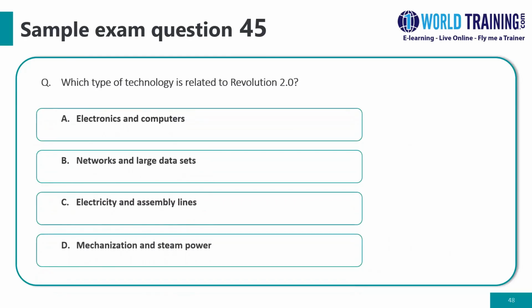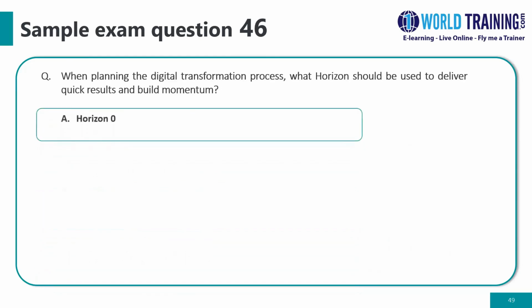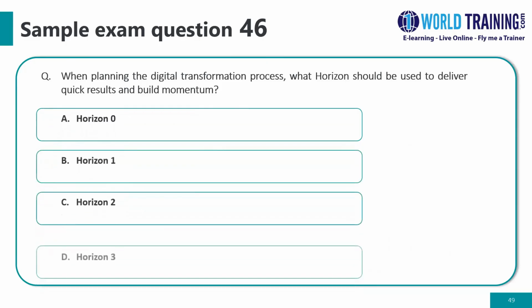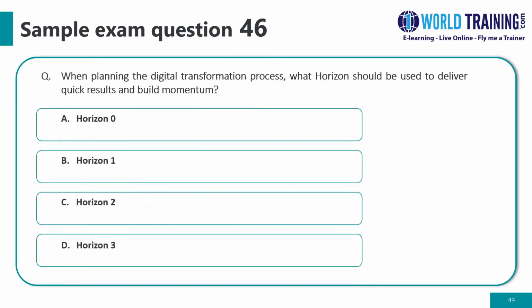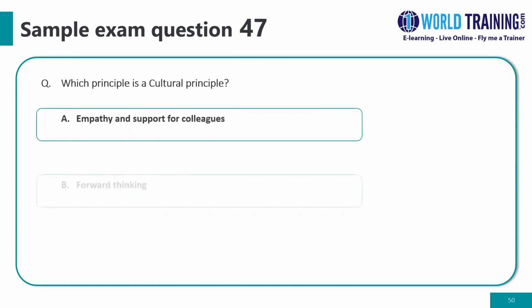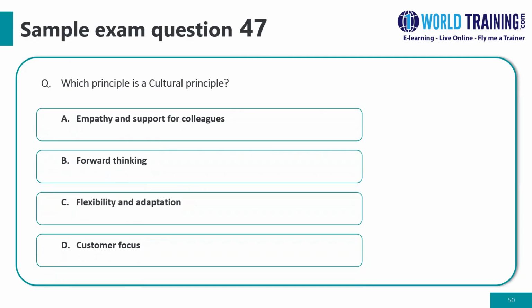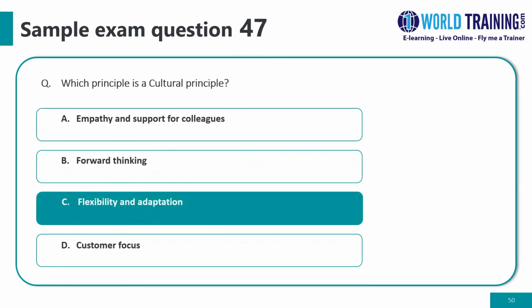Number 45, what type of technology is related to Revolution 2.0? The answer is electricity and assembly lines. Number 46, when planning the digital transformation process, what horizon should be used to deliver quick results and build momentum? The answer is horizon 1. Number 47, which principle is a culture principle? The answer is flexibility and adaptation.